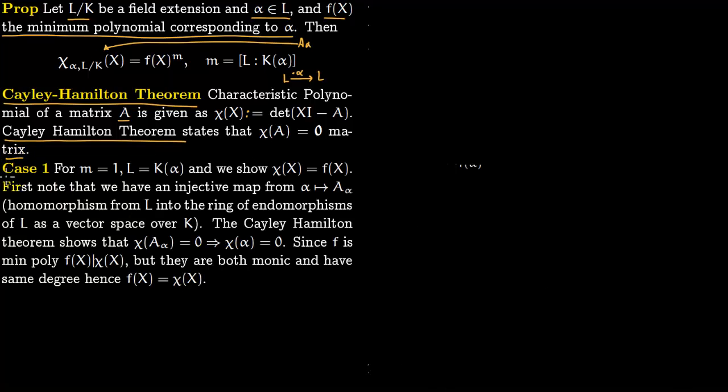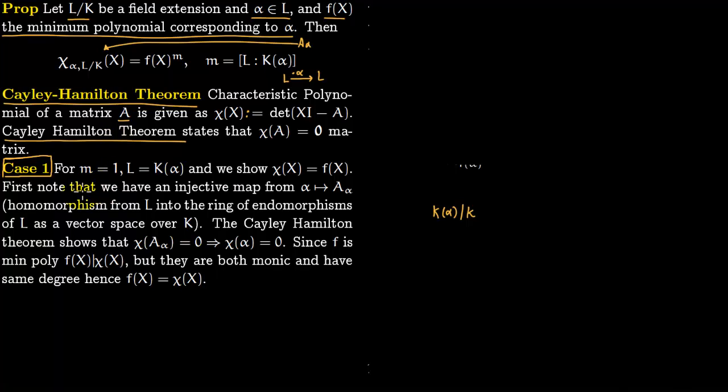First we study case 1. In case 1, we take the simplest possible case, that is m is 1. So L is K alpha. Our extension is K alpha over K, and this m would be 1 because we have K alpha over K alpha. So we have to show the characteristic polynomial is equal to f of x, because m is 1 in this case.